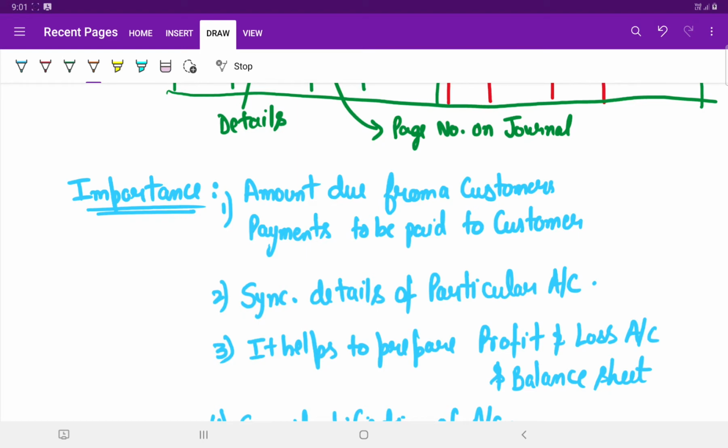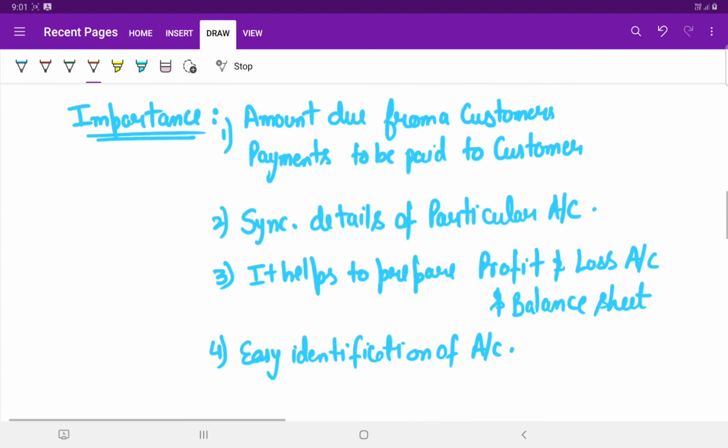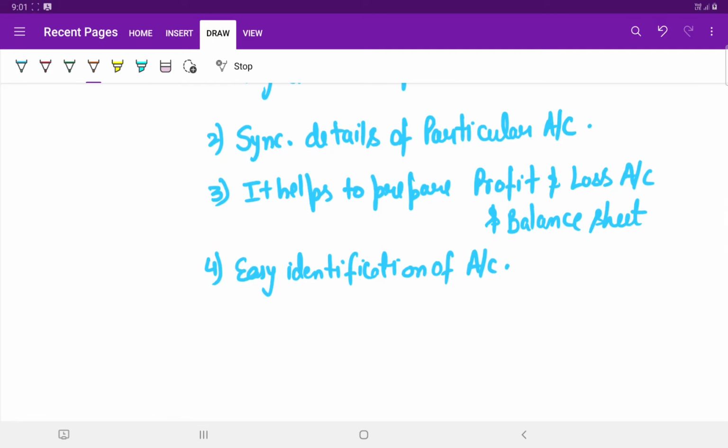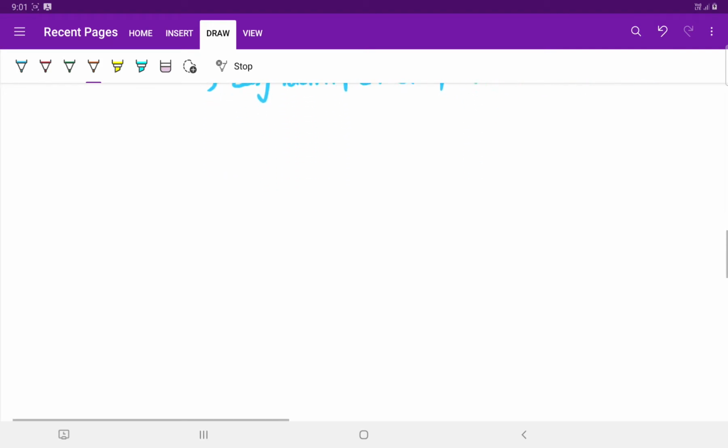The various transactions pertaining to an account may be spread over various pages in the journal, spread over a period of time, but all the transactions are recorded on one page in a ledger. So it gives the synchronized details of a particular account. All the transactions relating to that particular account are mentioned. It also helps to prepare the profit and loss account and the balance sheet, and finally it helps in easy identification of accounts. Students, you must be clear regarding the difference between the journal and ledger. It is quite important to understand this.